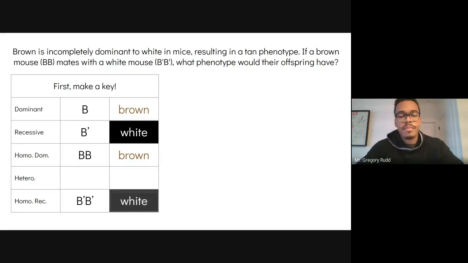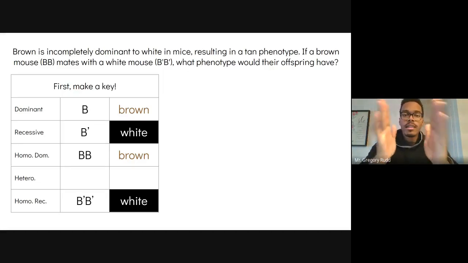White. Good. Now, hetero, if we remember, is a prefix that means different. So in the case of a heterozygous genotype, we want the first allele to be different than the second allele. We want them to be two different things. So what does that give us in this case? What is the heterozygous genotype?